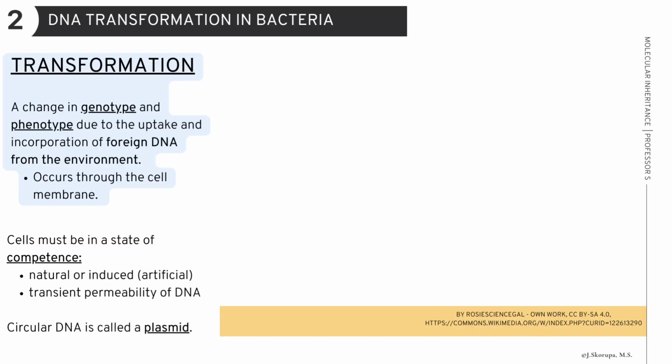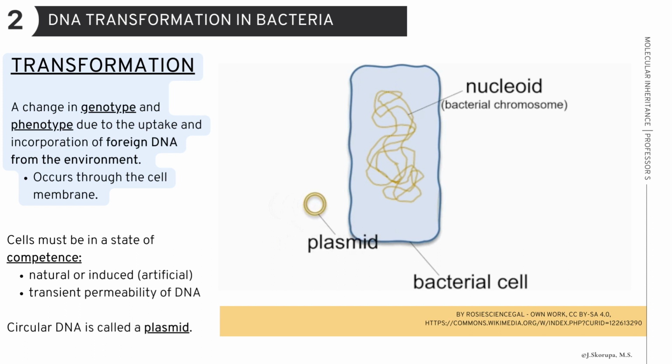Before we get into the experiment details, let's talk about transformation. Transformation is a change in genotype and phenotype due to the uptake and incorporation of foreign DNA from the environment. This occurs through the cell membrane. But let's not overcomplicate this. Simply, it's one organism taking in foreign DNA from its environment.